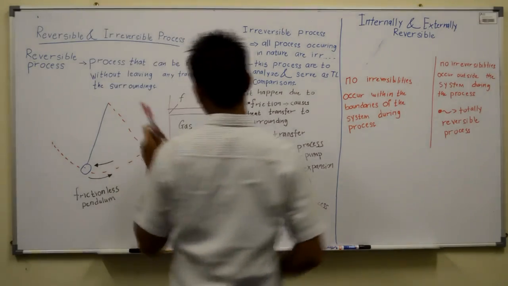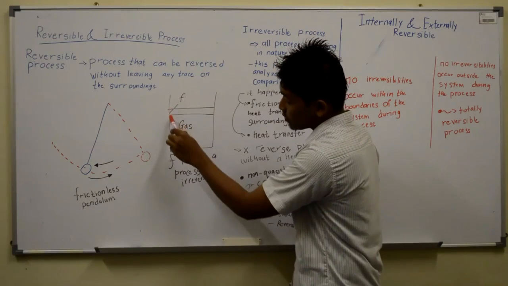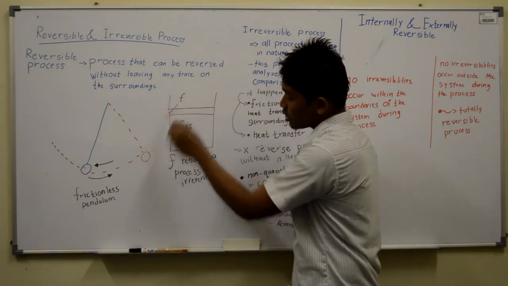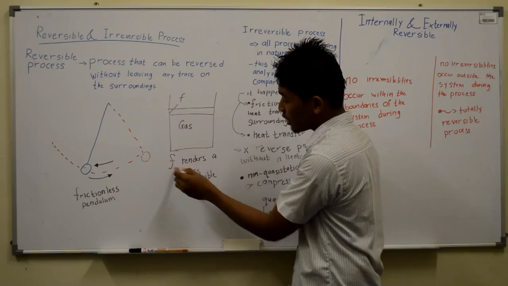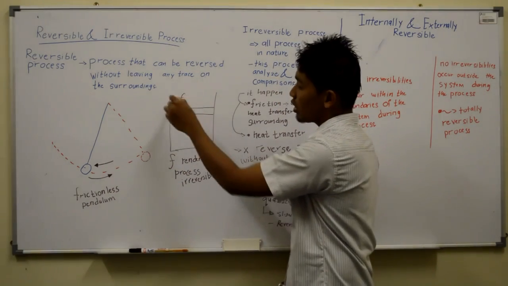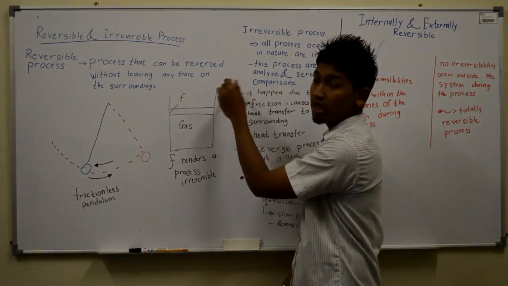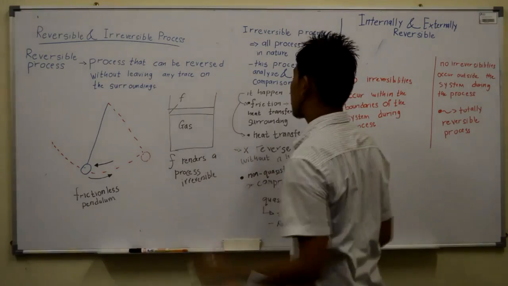Okay, this diagram shows a gas in a container. So at this part it has friction. When there is friction, it renders a process irreversible. So because of the presence of this friction, this process cannot be reversible. So it is an irreversible process.